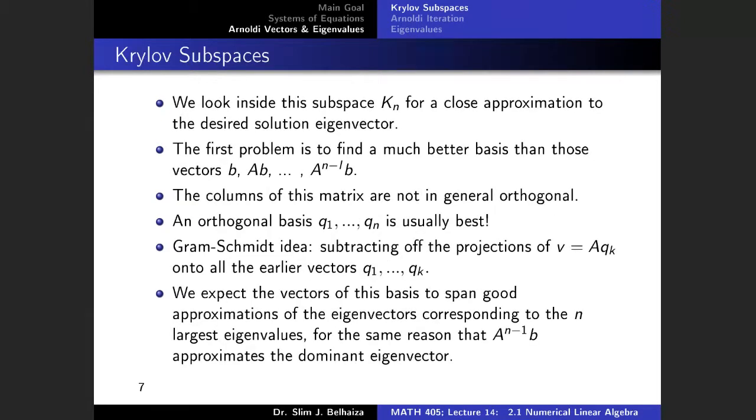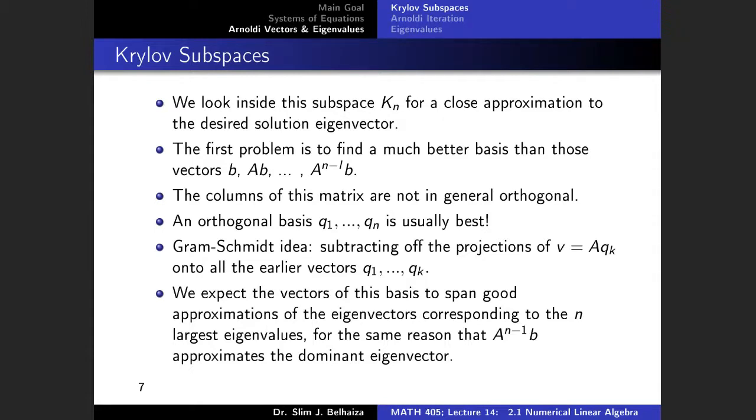So let's talk briefly about the Krylov subspaces. Well, the name is typically, let's say, Russian. And we look inside this subspace, Kn, for a close approximation to the desired solution eigenvector. Okay? Why are we doing this? Because when we deal with huge sized matrices, basically computing eigenvalues is a problem. So what about computing eigenvectors?